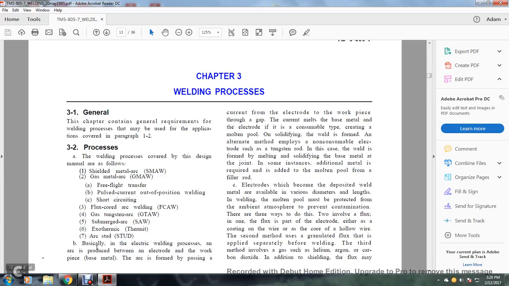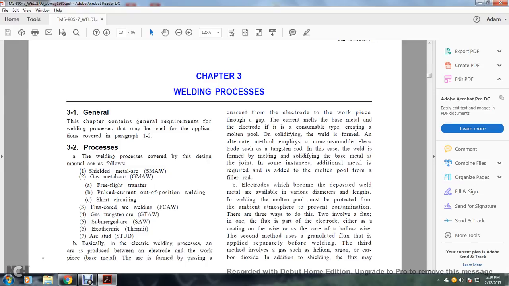Basically, these are electric welding processes produced with the electrode and the work piece of the base metal. The arc is formed by the passing of the current from the electrode to the work piece through the gap. The current melts the base metal and the consumable electrode, creating a molten pool.